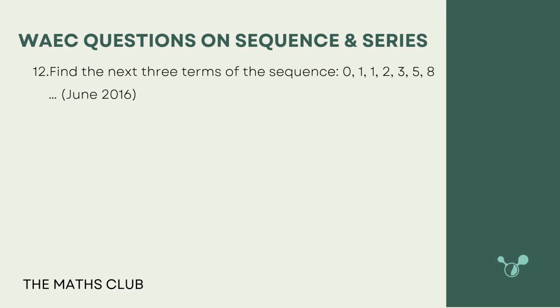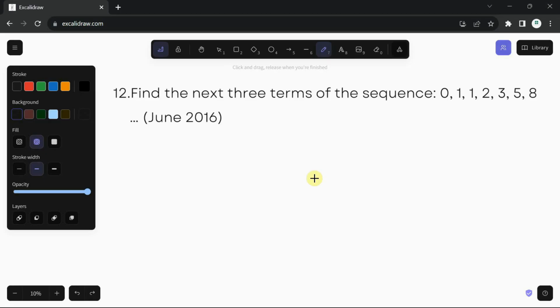So the next question says that we should find the next three terms of the sequence 0, 1, 1, 2, 3, 5, 8. I want you to pause the video and try this out yourself if you can see any pattern. Welcome back. So what do we notice?